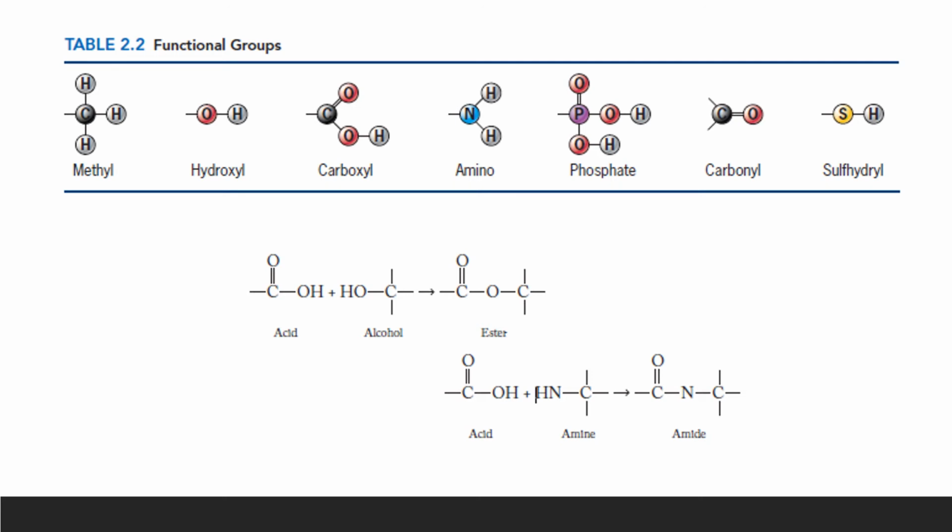Here you will see the list and a table of how the functional groups look. So you have the methyl group, hydroxyl, carboxyl, amino group, phosphate group, carbonyl, and sulfhydryl. And then below here, you will see how the ester bonds and amide bonds look like. Okay? So be familiar with these functional groups.